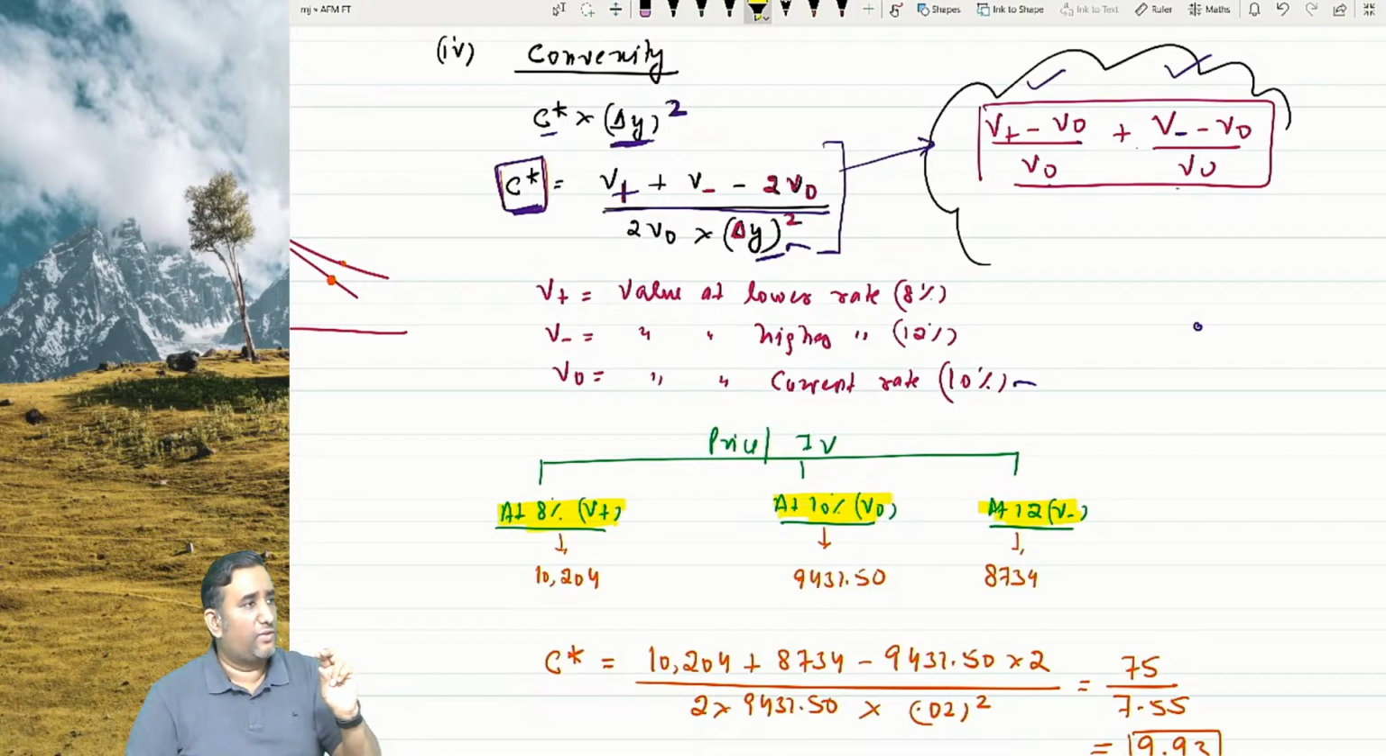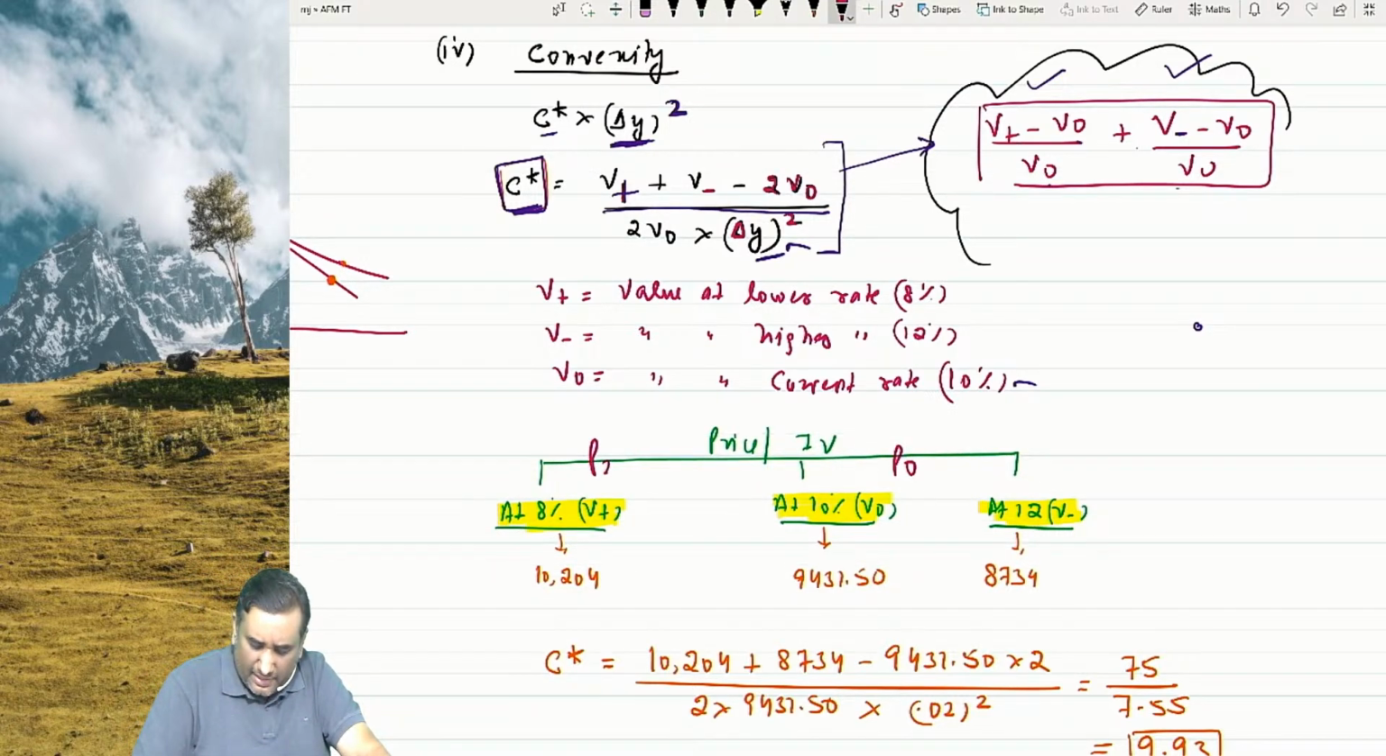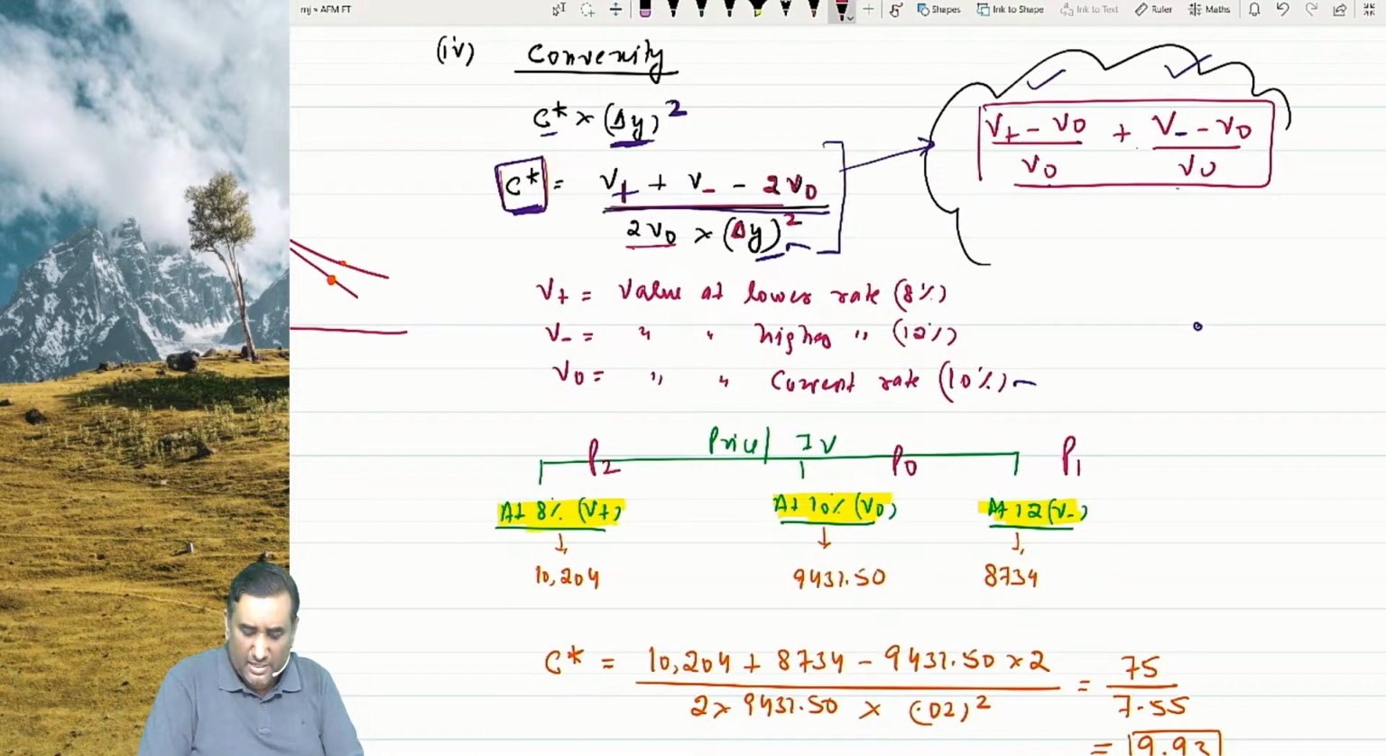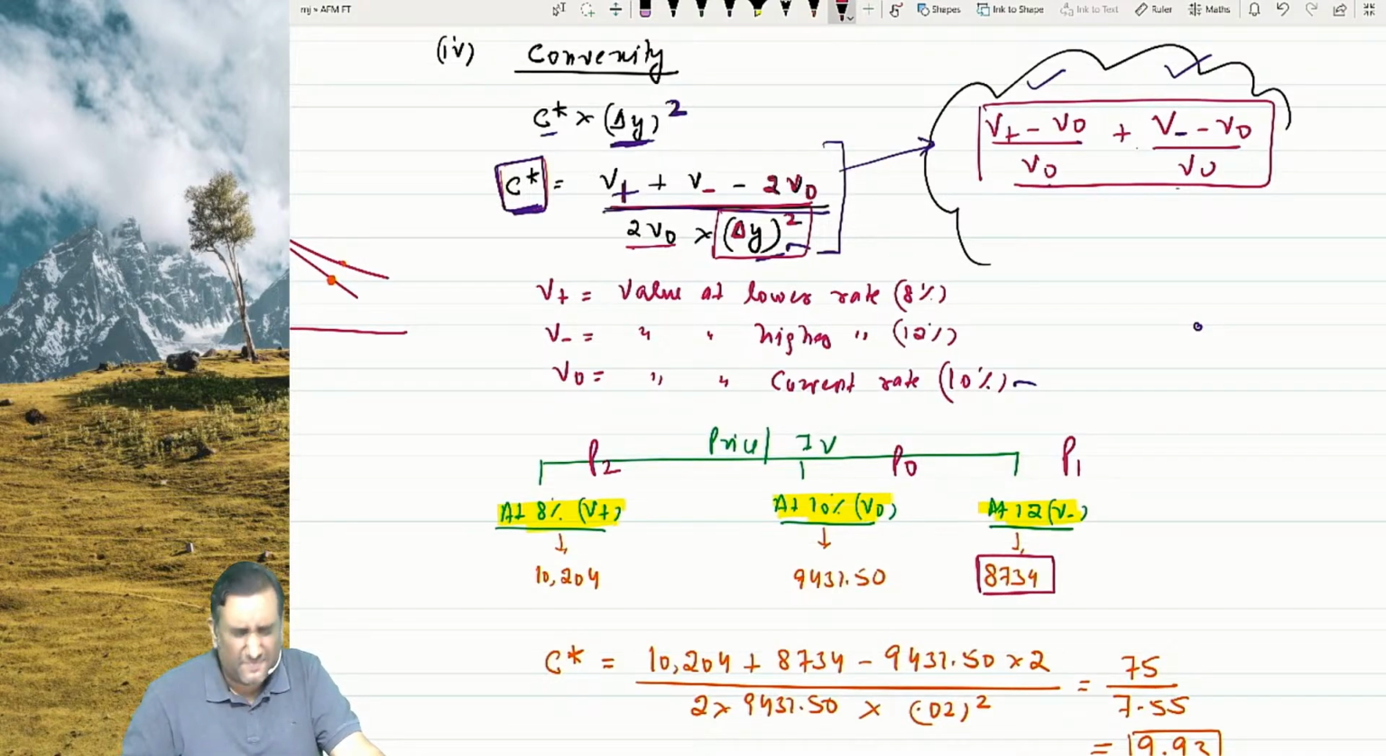Instead of this, can we take P2? If this is my P0, I can take this as P2 and this as P1. P2 minus P0 divided by P0, P1 minus P0 divided by P0, and accordingly half of the function is already built up, and this is because of the calculus part. So I'll get some number. Just see the value at 12%, do you get 8734?